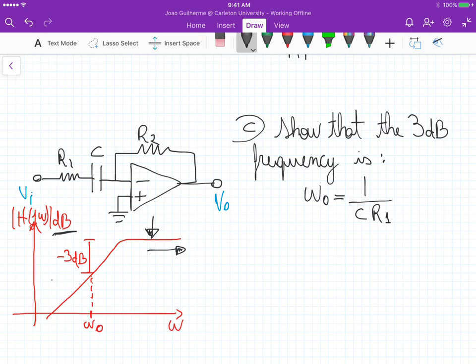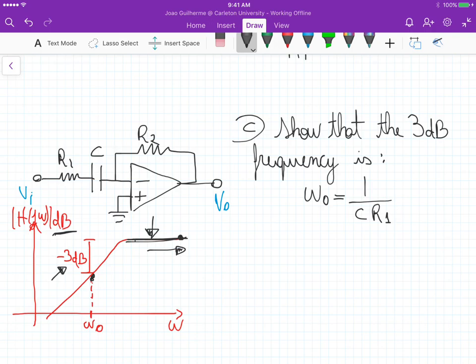once we decrease by 3 dB, what's the frequency that we get from this plateau here, from this constant gain to that constant gain minus 3 dB? And why 3 dB? Because if we look at the 3 dB frequency, basically it means that our power at the output is going to be half the power of our input signal.